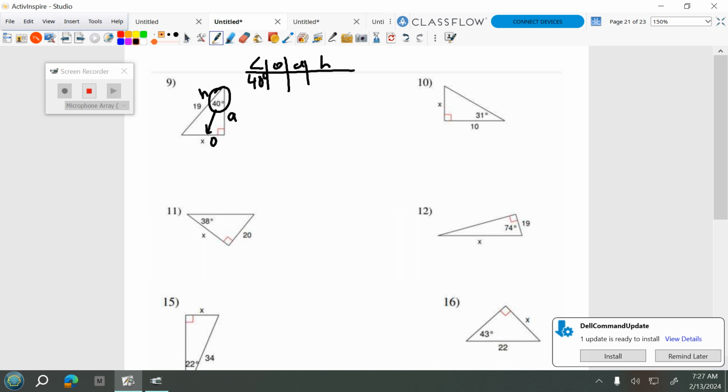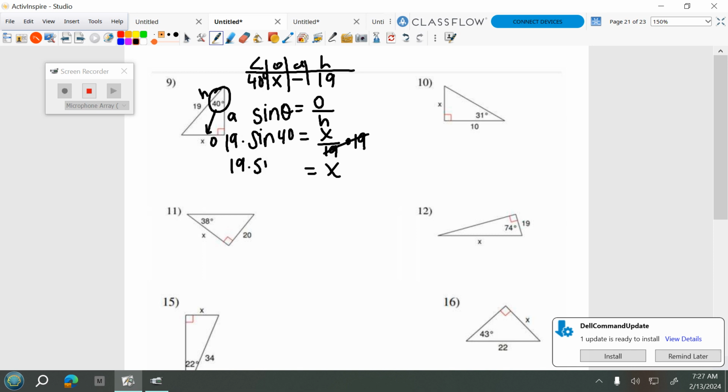The opposite is x. Adjacent is missing. Hypotenuse is 19. I come over here, opposite, hypotenuse. So I'm going to say sine theta equals opposite over hypotenuse. Sine of 40 equals x over 19. I'm going to multiply this on both sides. x equals 19 times sine 40.